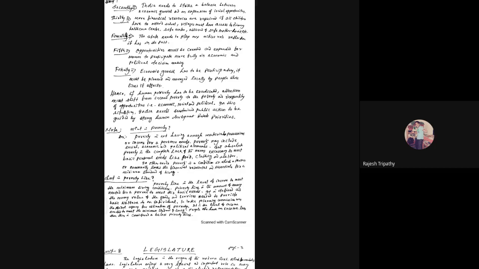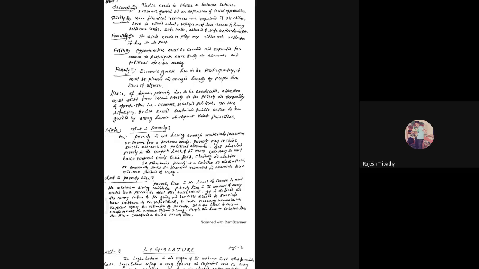Poverty line is the amount of money needed for a person to meet these basic needs. It is defined as the money value of the goods and services needed to provide basic welfare to an individual. In India, the Planning Commission was the nodal agency for estimation of poverty. It is the level of income that the Planning Commission has assessed as needed to meet the minimum standard of living. People who have an income less than this are considered below the poverty line.